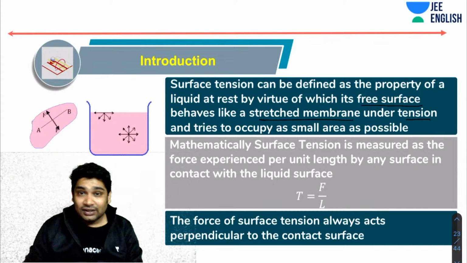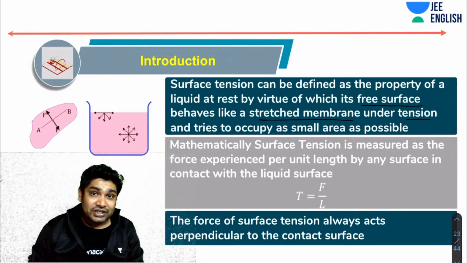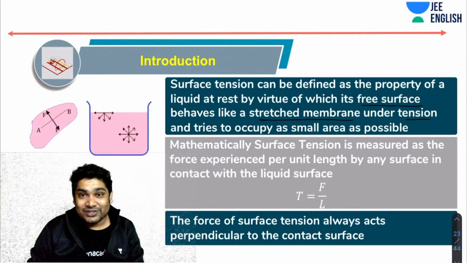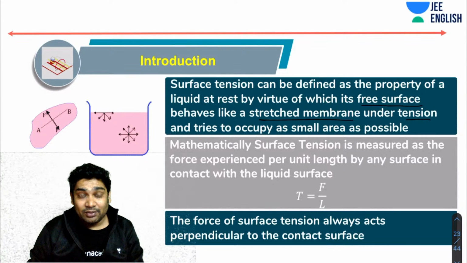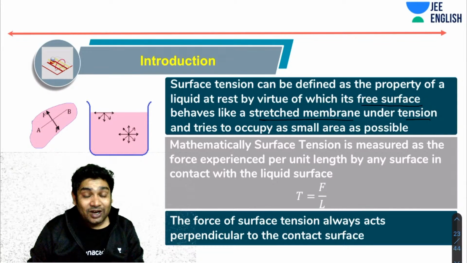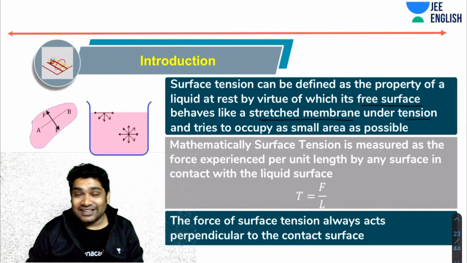You know that whenever you have a liquid drop, it always takes a spherical shape. So why do liquid drops take spherical shapes? Because for a given volume, a sphere has the minimum surface area. So the idea is to minimize the surface area. Now, why does that happen? We will talk about that in a bit. First, let's talk about this.